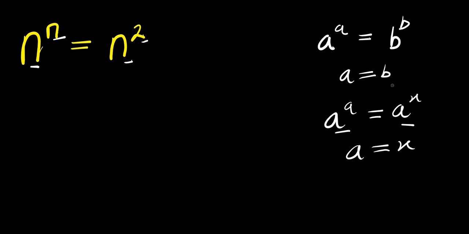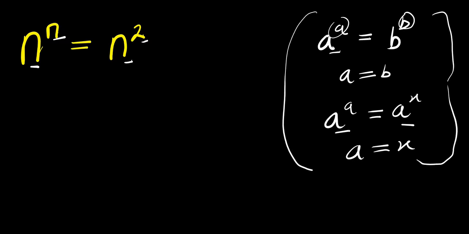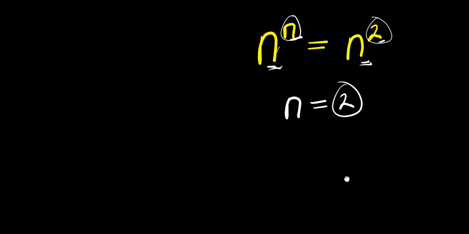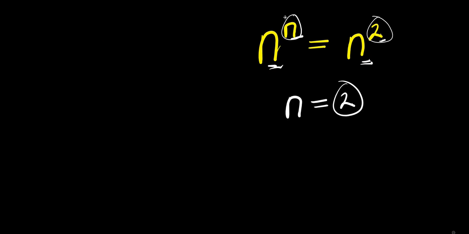In this case, you compare the exponents, but here the two sides are not the same, so we have these two identities, and they are very important. Now, looking at this, you can see that n equals 2, because here the bases are the same. We just compare the exponents. But this is not the only solution here. We have some other solutions.